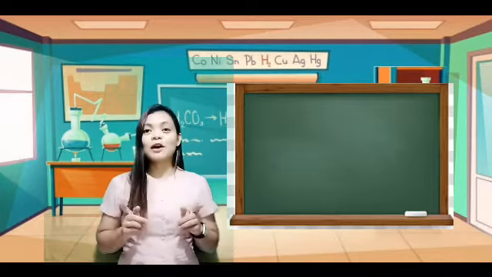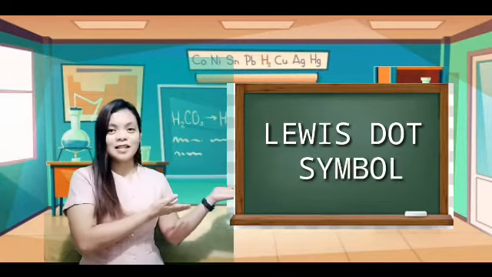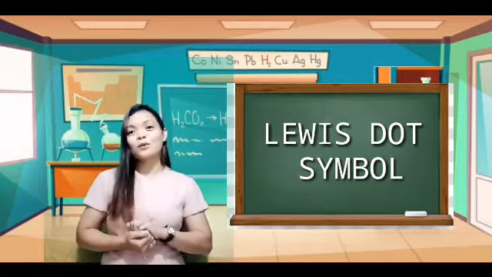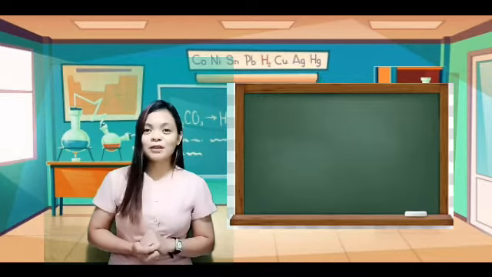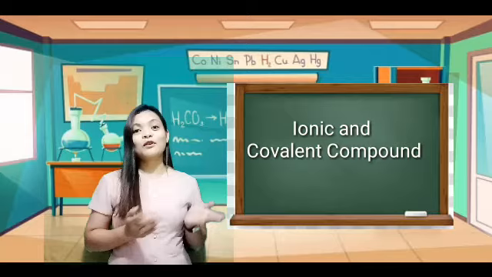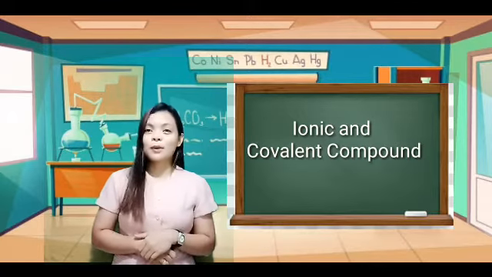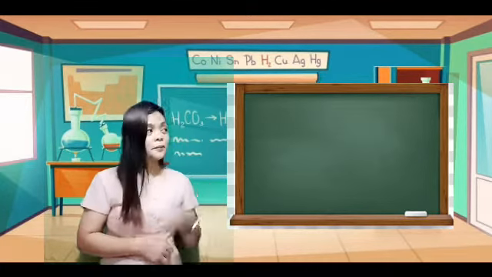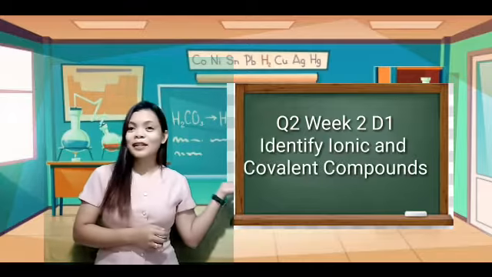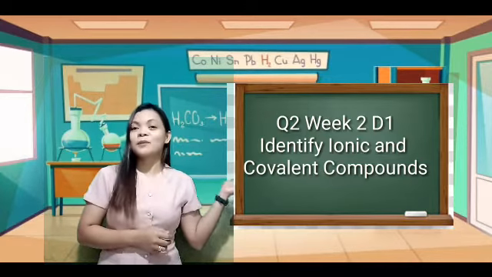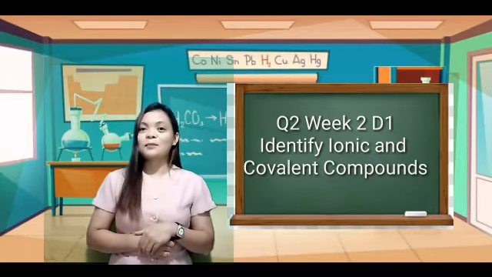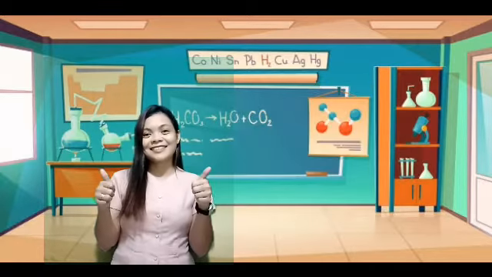So last time we talked about the Lewis dot symbol. For this week, we will be having a new lesson which is all about ionic and covalent compounds. For our most essential learning competency, we are going to identify today the difference between ionic and covalent compounds. Let's start.